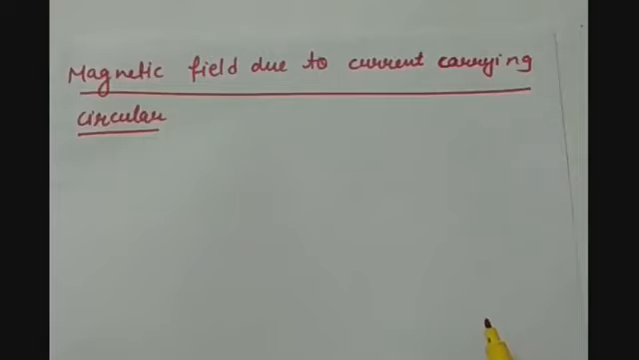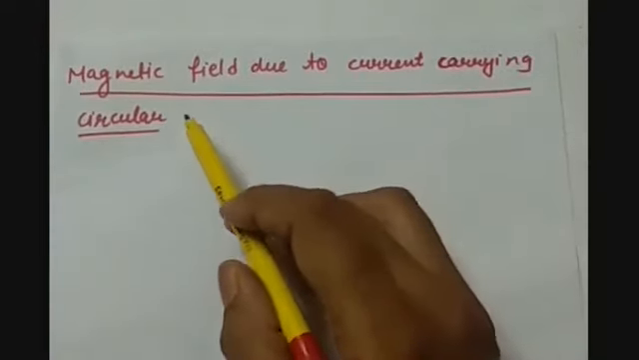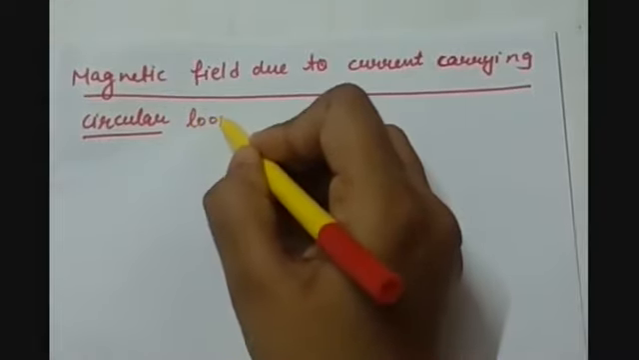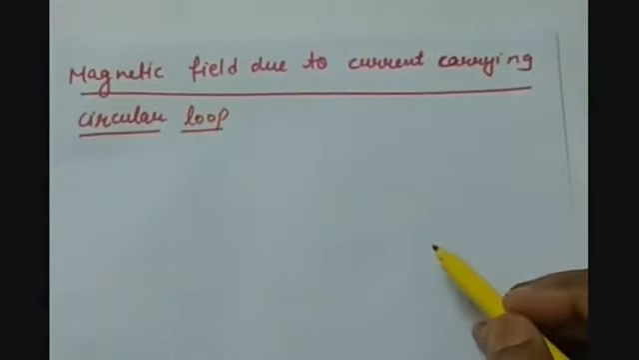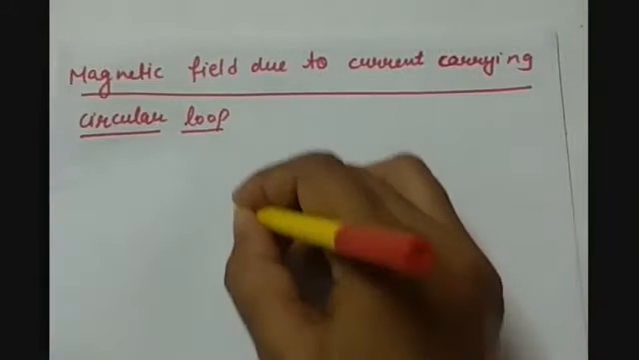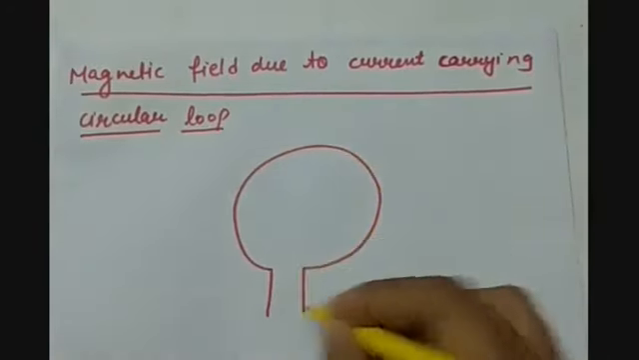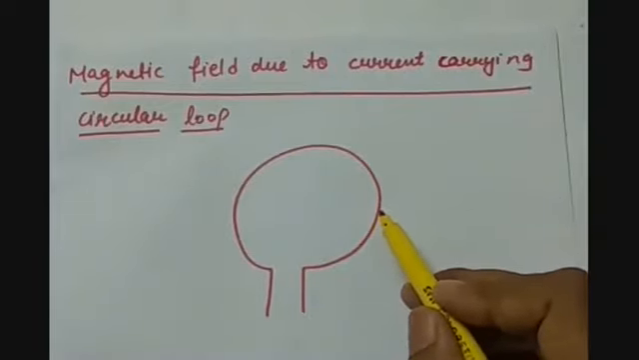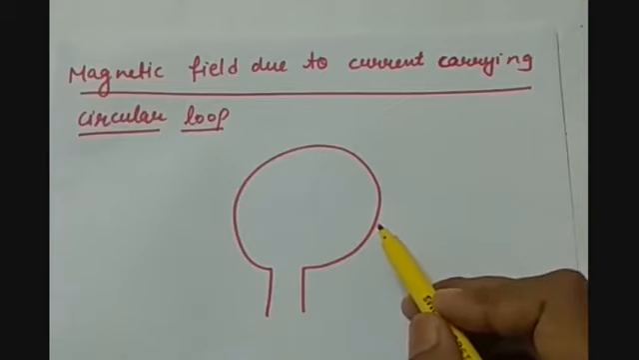So dear students, we have seen how the magnetic field lines are produced around a straight conductor. The next topic is magnetic field due to a current carrying circular loop. That means what kind of magnetic field is produced around a circular wire when there is current flowing in it. So let's say we have a circular wire in which the current is flowing. Then what kind of magnetic field will get produced around this circle?